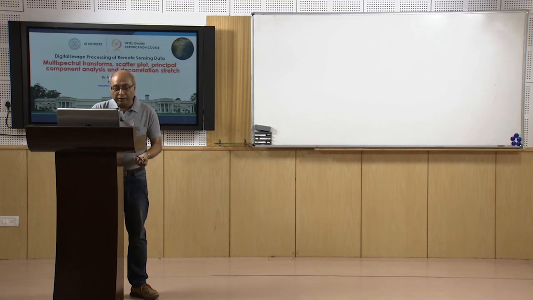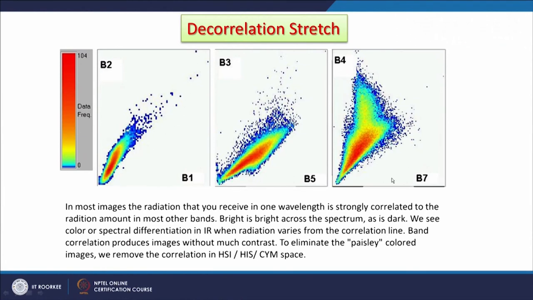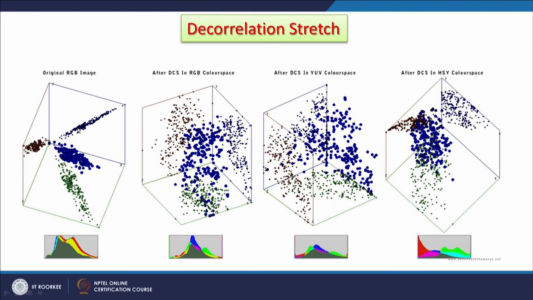So band 1 and band 2 are highly correlated, whereas band 4 and band 7 are less correlated. In this situation, if we plot and see this cube here, this is the original RGB, and this is how the pixel values are distributed. When we go for decorrelation stretch, DCS, in RGB color space, they are occupying a very large area or space within that color cube which we have been discussing. And in this other color combination, we are occupying much more of the area available within that color cube. And in HSY, the hue, saturation and yellow color space, we are occupying a little less.